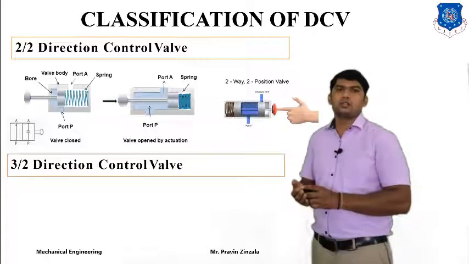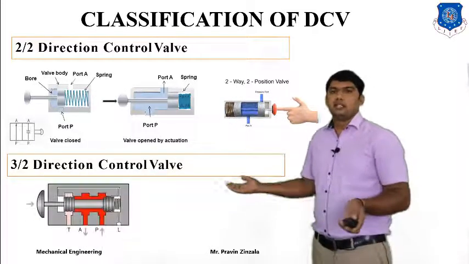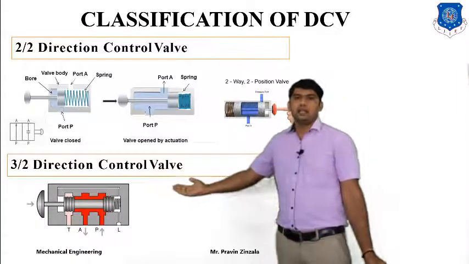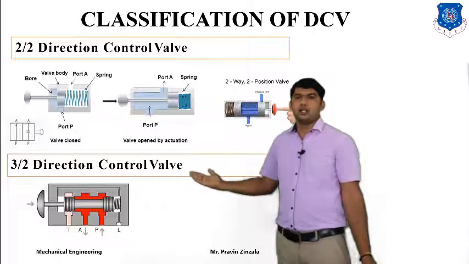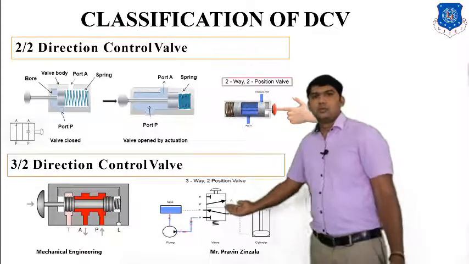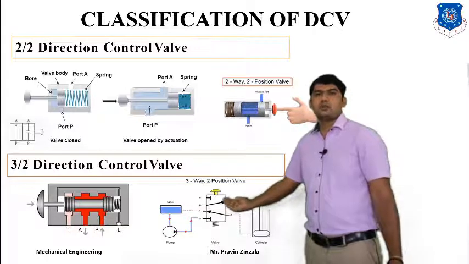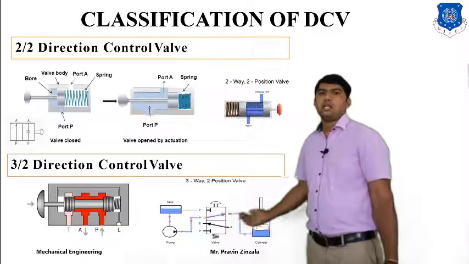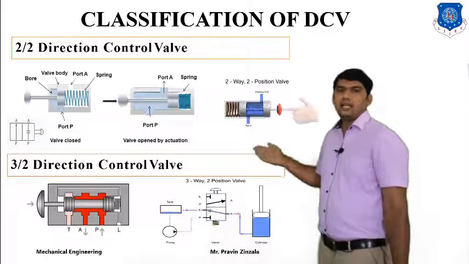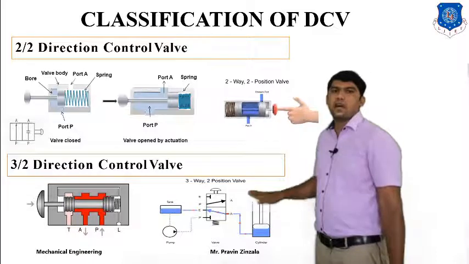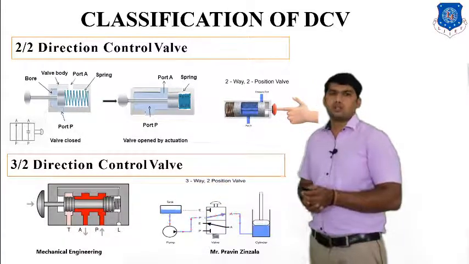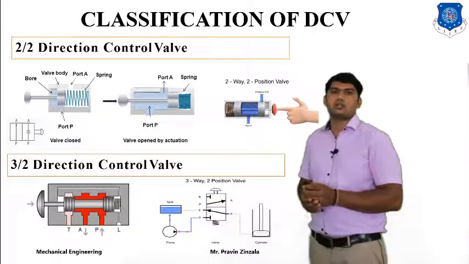Next is the 3 by 2 direction control valve. It means the number of ports will be 3, like P, A and T, and the number of positions will be 2. In the first position, fluid will pass from P to A. So what happens? Fluid passes from P to A, so the cylinder will extend. In the second position, fluid will pass from A to T, which means the exhaust position. So it's called a 3 by 2 direction control valve.